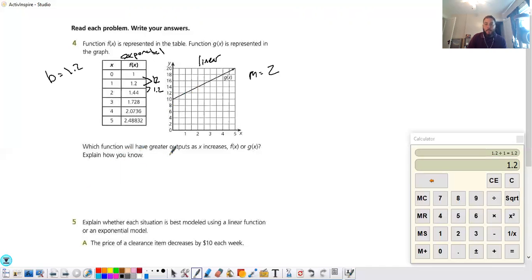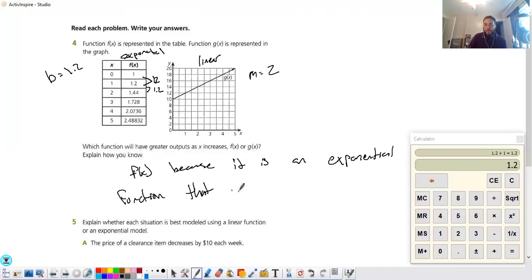So which function will have greater outputs? F of x, because it is an exponential function that is growing. All right, and that was the key that they said at the very end of the lesson portion of this text, that exponential functions that are growing will always eventually outpace, or the outputs will be higher than, any linear function.